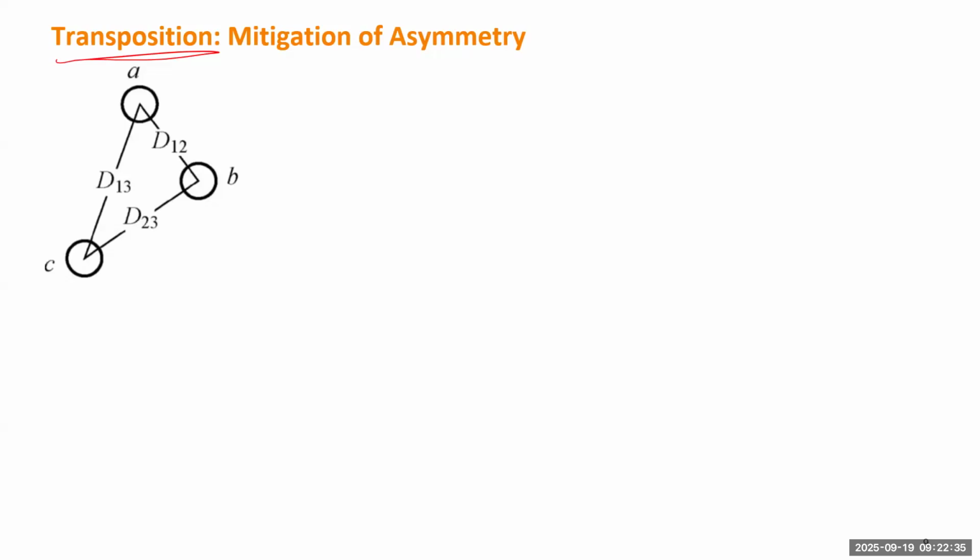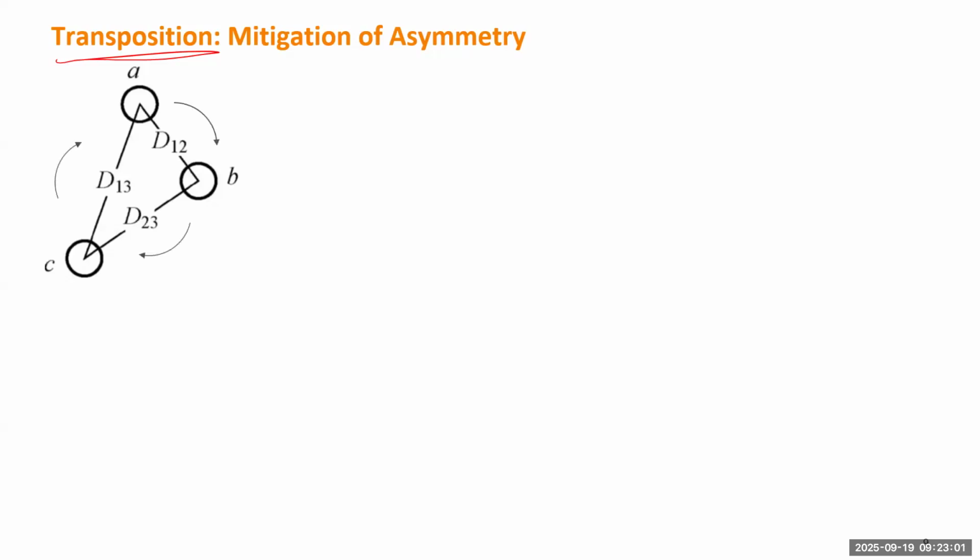Transposition means if the distances between A and B, A and C, and B and C are not equal, but that is due to the limitation of the tower, the shape of the tower, you can change the sequence of the 3 lines when you move to the next tower. So eventually you get the average distance to be the same.